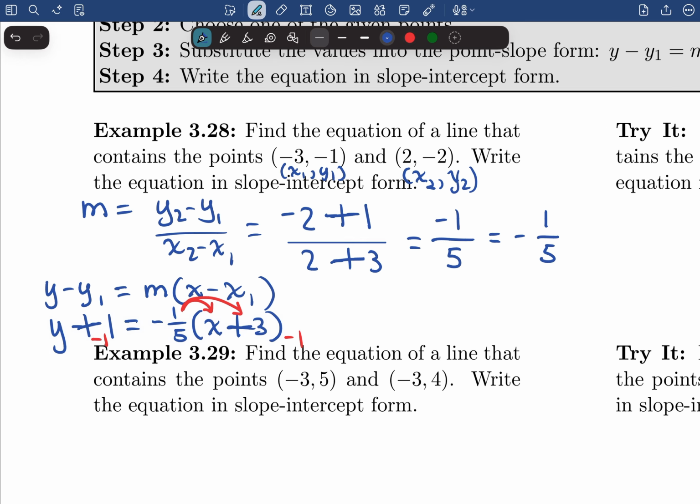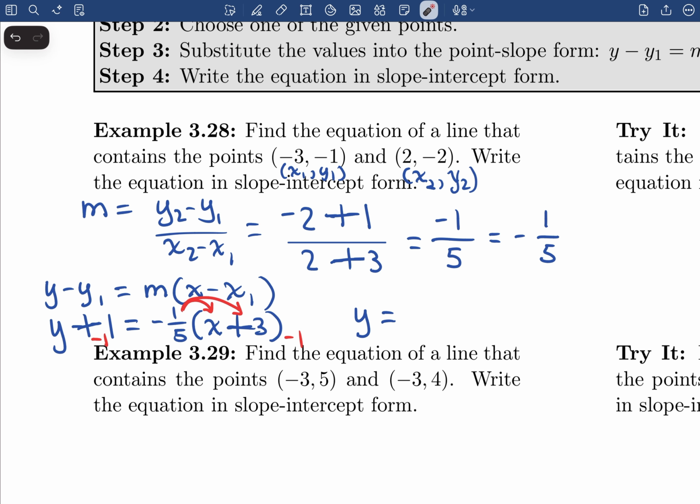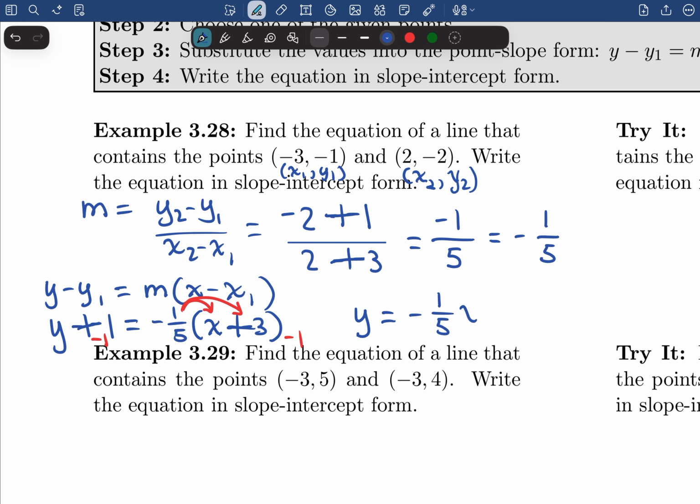Let's clean it all up. We've now got y all by itself because we subtracted 1 to the other side. So I'm going to write y equals. And now we distributed the negative 1/5 into x, and we got negative 1/5 times x. Great. And now we are distributing the negative 1/5 into 3. So negative 1/5 times 3 is negative 3/5.